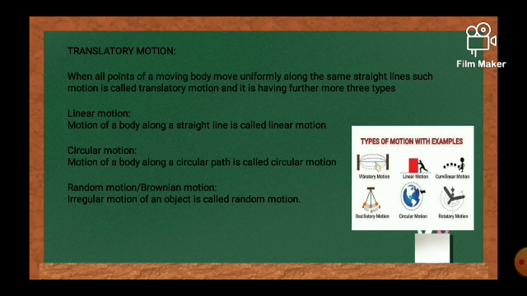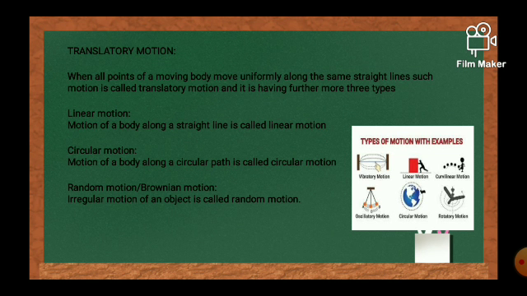That is why it is called translatory motion. Well, there are three further types of motion, and those are linear motion, circular motion, and random motion. So let's get into that. Well, linear motion. What is linear motion? Motion of a body along a straight line is called linear motion.